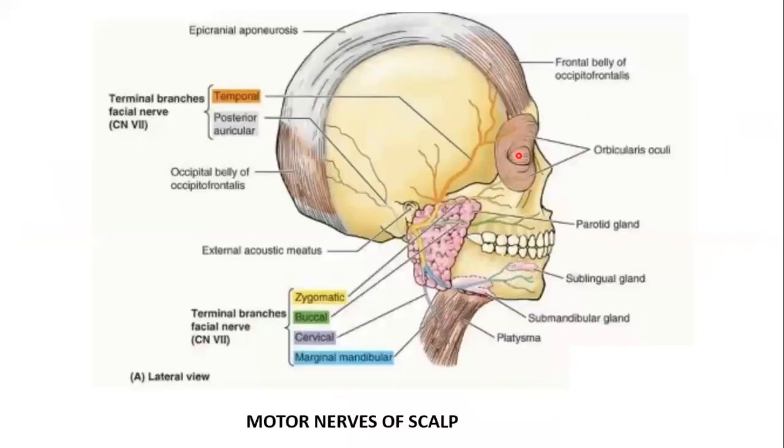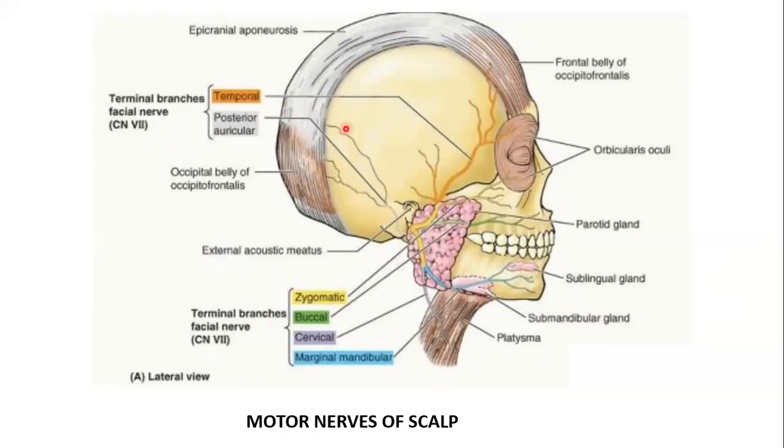These are the two branches which supply the motor nerve supply of the scalp, of course, to the epicranial parts, the occipitofrontalis. This is the frontal belly of the occipitofrontalis, and this is the occipital belly. The two branches concerned here are branches of the facial nerve. This is the temporal branch, supplying the frontal belly, and this is the posterior auricular branch, which supplies the occipital belly. So two branches of the facial nerve serve as motor nerves of the scalp: the temporal branch and the posterior auricular branch.